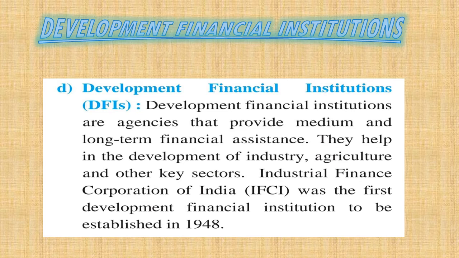RBI has issued guidelines for development financial institutions to become commercial banks. For example, ICICI, that is Industrial Credit and Investment Corporation of India, has become a universal bank by a reverse merger with its subsidiary ICICI Bank.